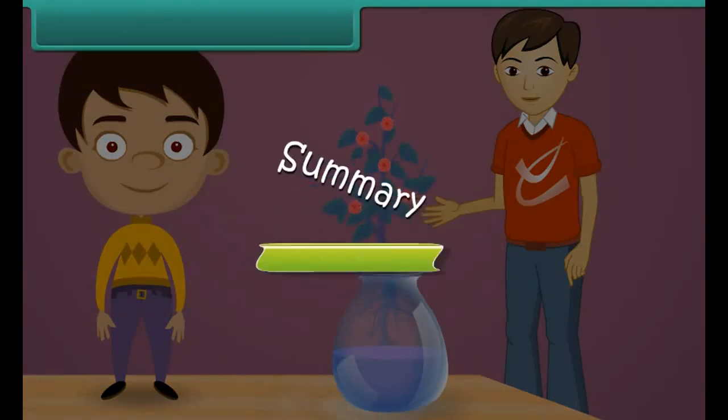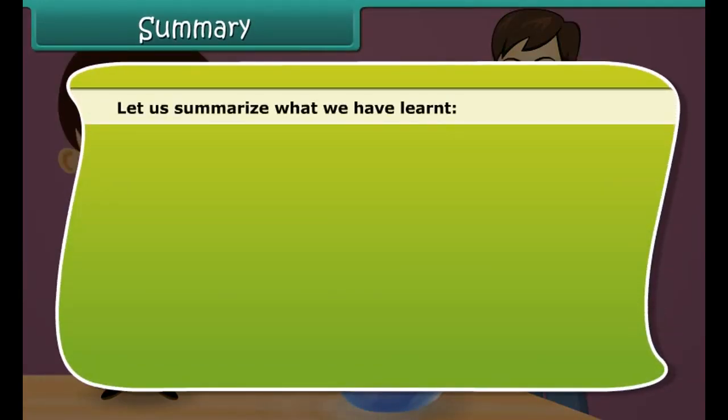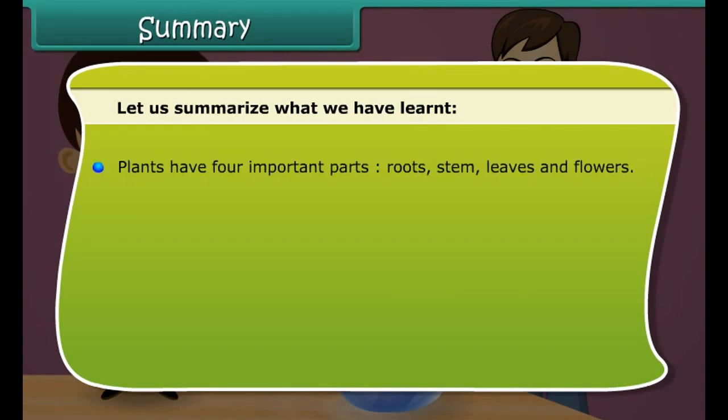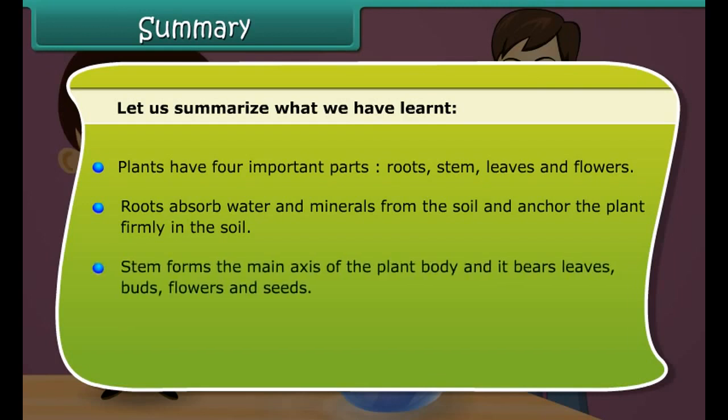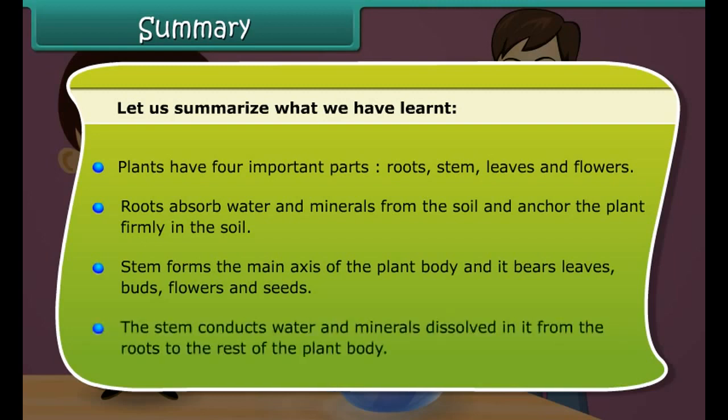Summary. Let us summarize what we have learned. Plants have 4 important parts: roots, stem, leaves, and flowers. Roots absorb water and minerals from the soil and anchor the plant firmly in the soil. Stem forms the main axis of the plant body, and it bears leaves, buds, flowers, and seeds. The stem conducts water and minerals dissolved in it from the roots to the rest of the plant body.